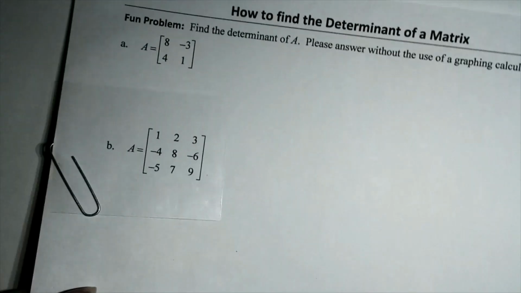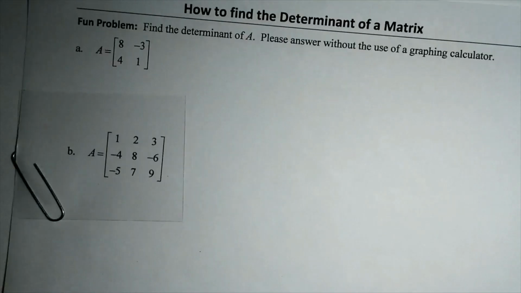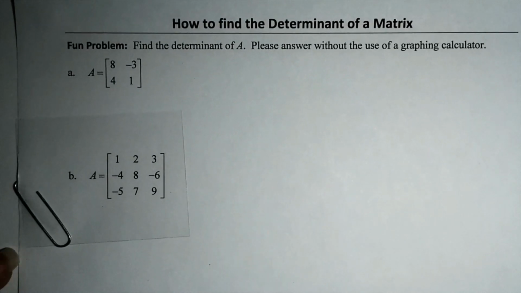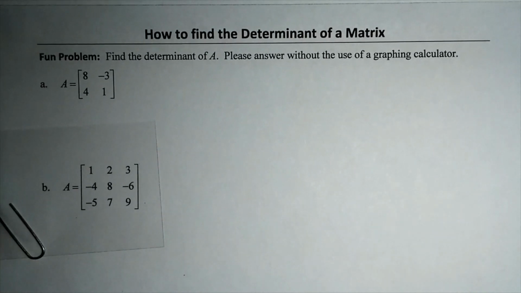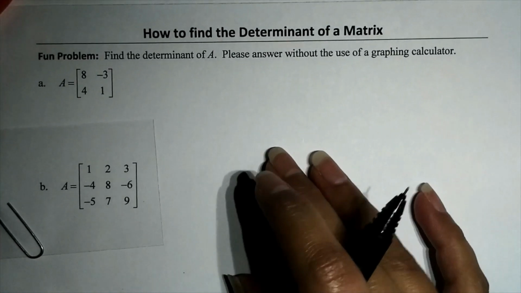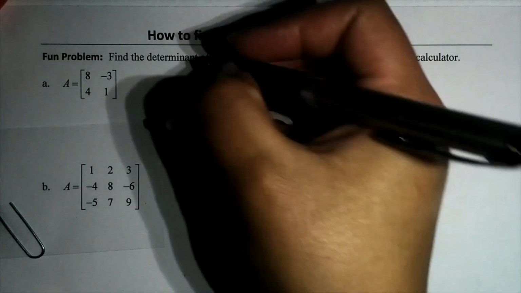Okay, so we are asked to find the determinant of each matrix. To be more specific, they're all named A just to make it nice, and we are asked to answer without the use of a graphing calculator. I make that clear because in a later problem we will be using a graphing calculator to just spit out the answer.